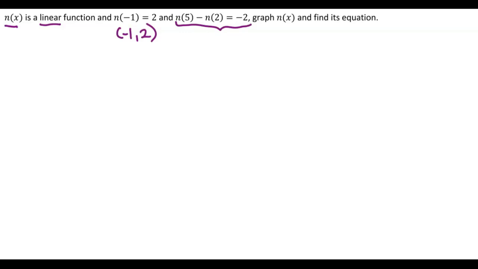You shouldn't be trying to turn this into a point. That's not what it's telling you. It's telling you that n of 5, which is a y value, could be your y2, minus n of 2, which could be your y1, is equal to negative 2. So this literally says a rise is negative 2. If we want to build slope out of this, we need rise over run.